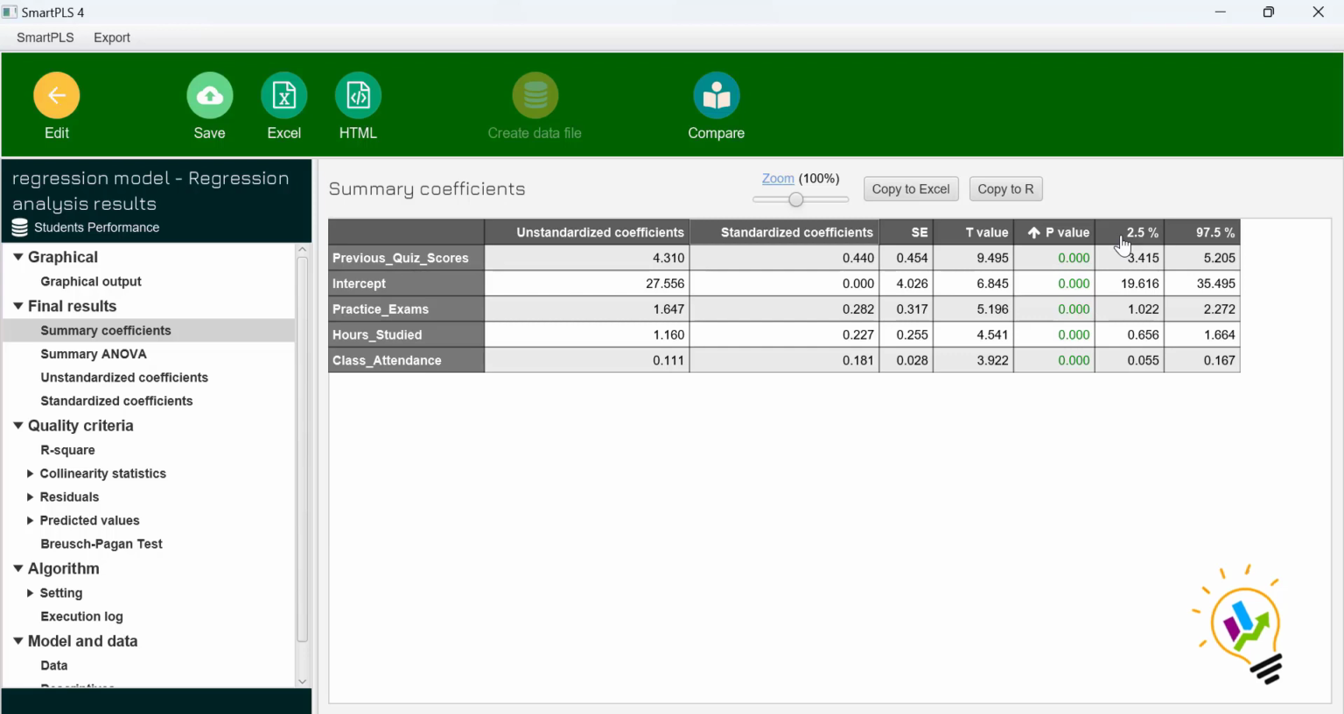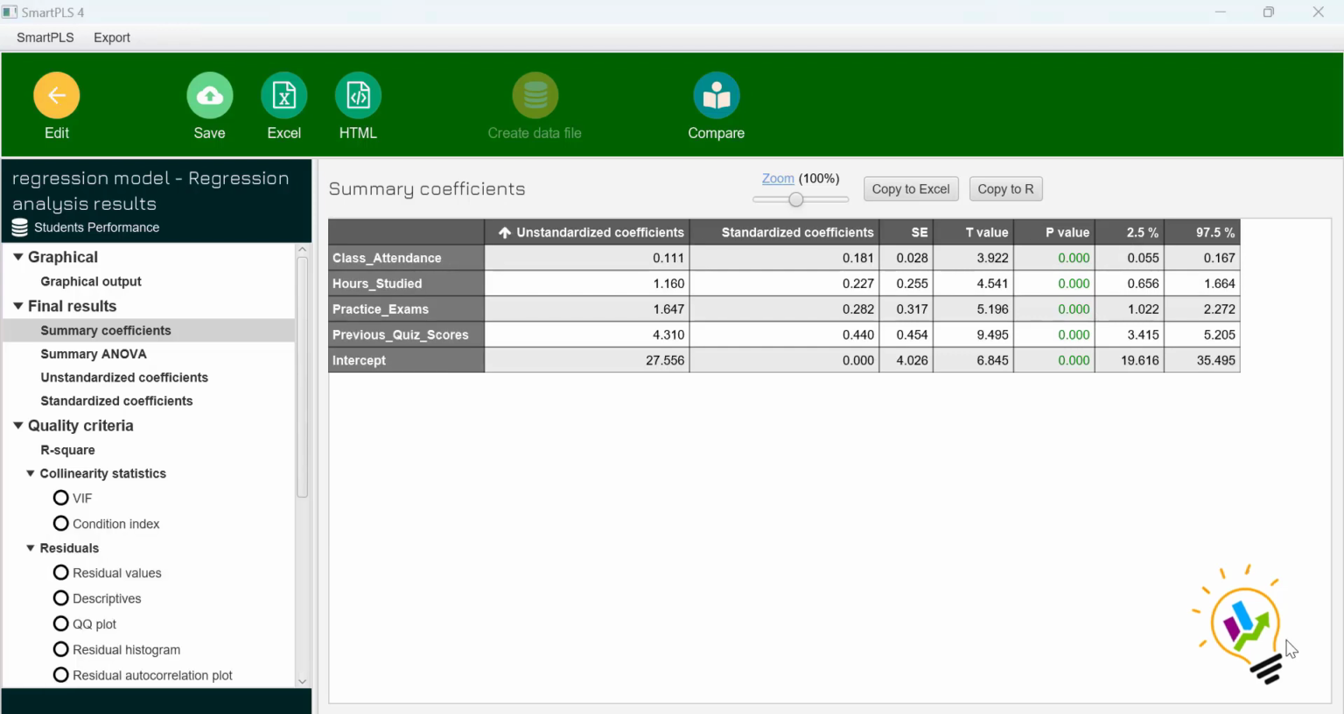2.5 and 97.5 are the lower and upper bounds of the confidence interval for the coefficient estimate. The confidence interval gives us a range within which we can be reasonably confident that the true population coefficient lies. Now we will discuss the interpretation of the results of the impact of independent variables on the dependent variable. We'll start with class attendance.